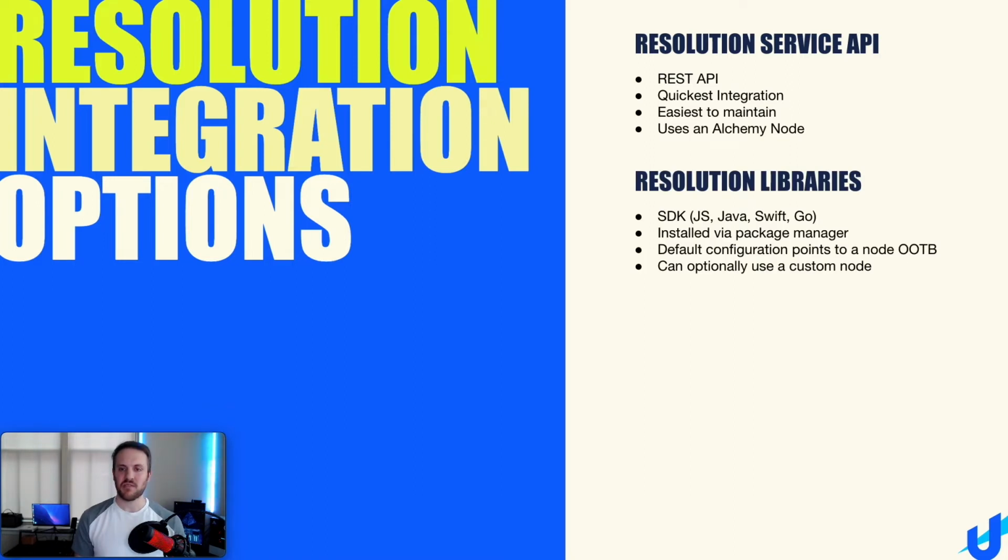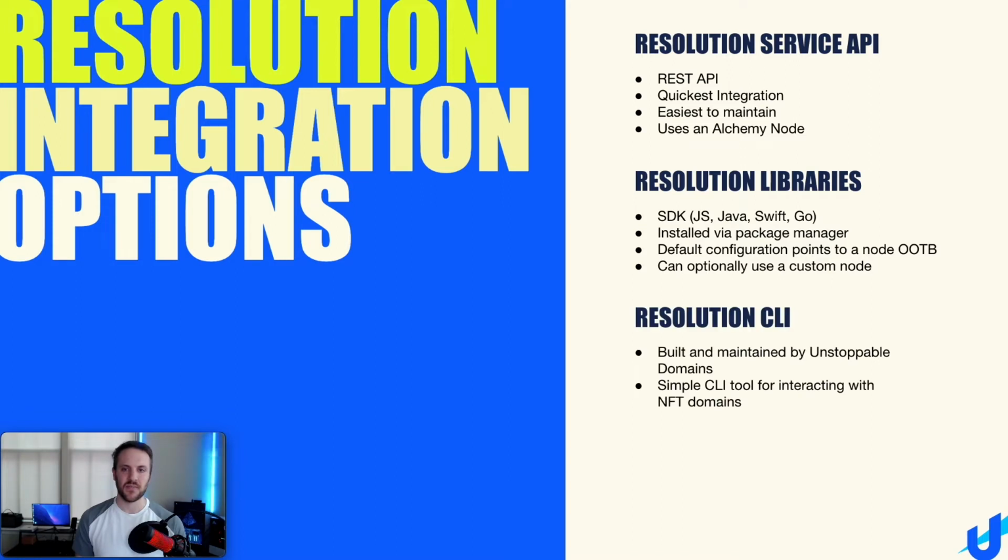We also have Resolution libraries. These are SDKs supported in JavaScript, Java, Swift, and Go. You can download these via a package manager and install them into your applications. By default, they have a node already configured out of the box, so you can simply download and pretty much go right away. Optionally, an extra benefit is that if you have a custom node that you'd like to use, you can use that in the constructor.